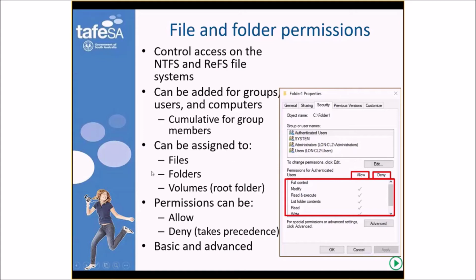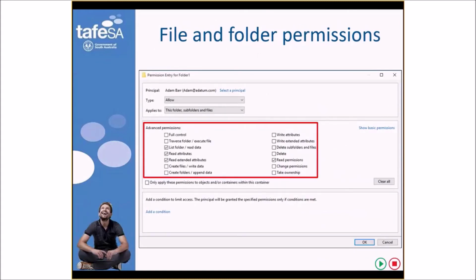Permissions can be assigned to files, folders, or the whole volume. They can allow or deny, but denies take precedence. So that's what I mean by they trump any allows. And there are basic and advanced permissions. This is the basic permissions we've been talking about, but there are more advanced permissions. If I click on the advanced button, we can look at all of these.